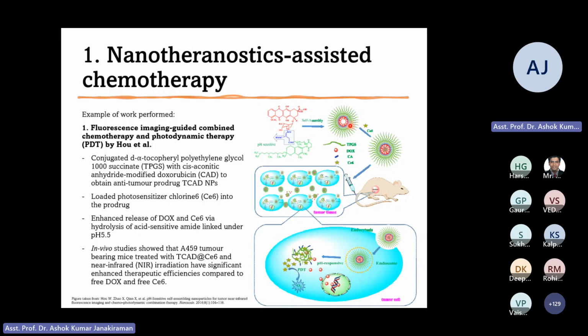In nano form. Once it's injected into the animal, it reaches the tumor cell, and the tumor cell will get destroyed because of the drug. This shows how the drug will act on the cancer cells. So this is a fluorescence imaging guided combined chemotherapy and photodynamic therapy.